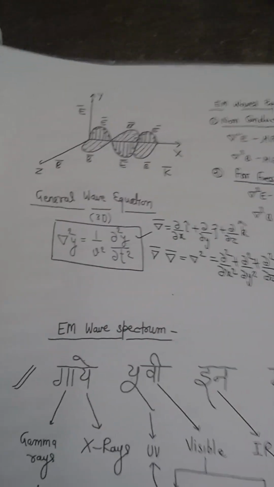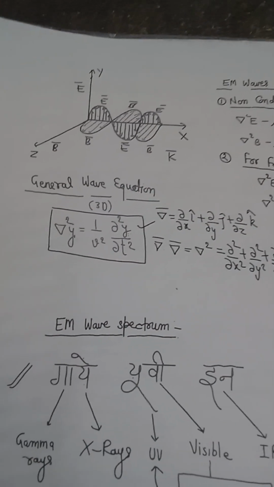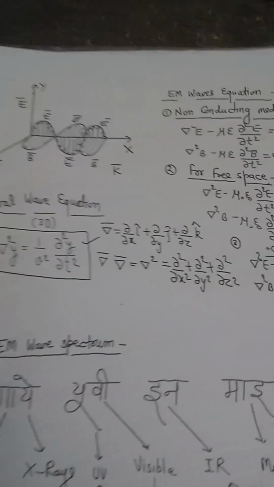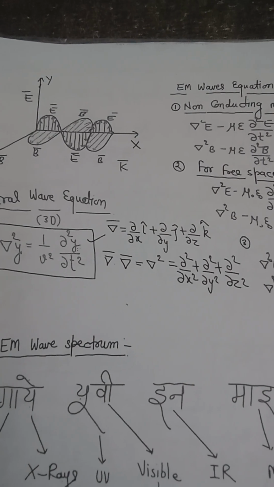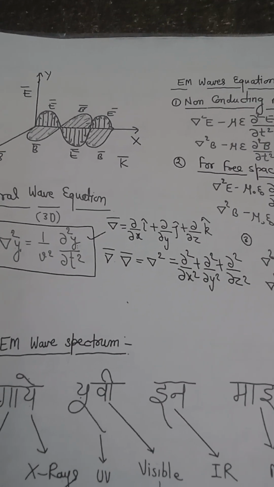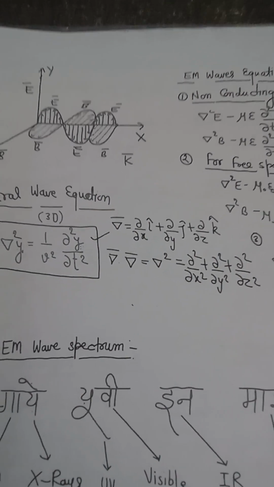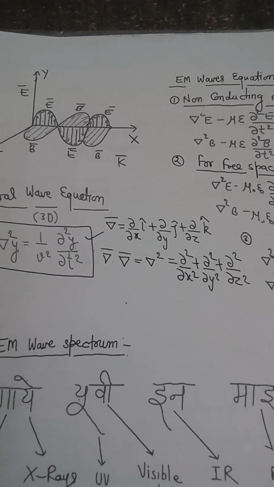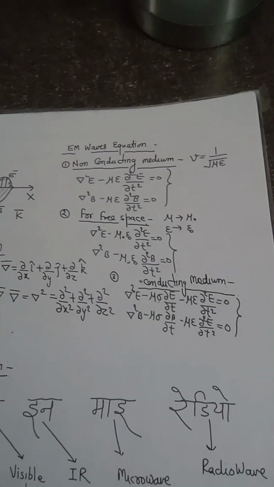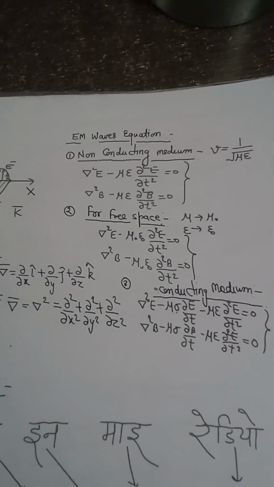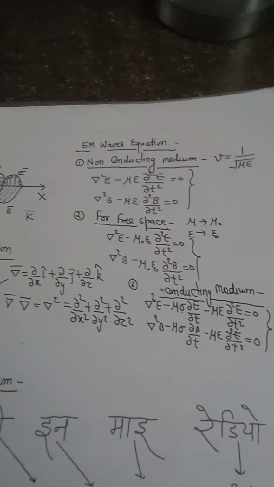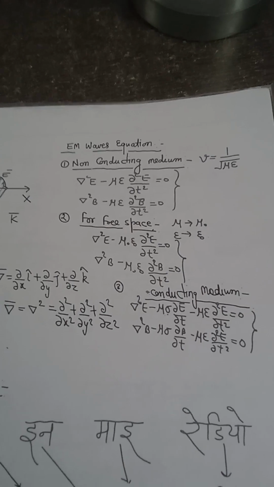Okay, and the general wave equation in 3D is del squared psi equals 1 upon v squared del squared psi upon del t squared. Del is equal to del upon del x i cap plus del upon del y j cap plus del upon del z k cap. Here del dot del is equal to del squared, that is equal to del squared upon del x squared plus del squared upon del y squared plus del squared upon del z squared. And these are the EM wave equations for a non-conducting medium. So v is equal to 1 upon root mu epsilon.